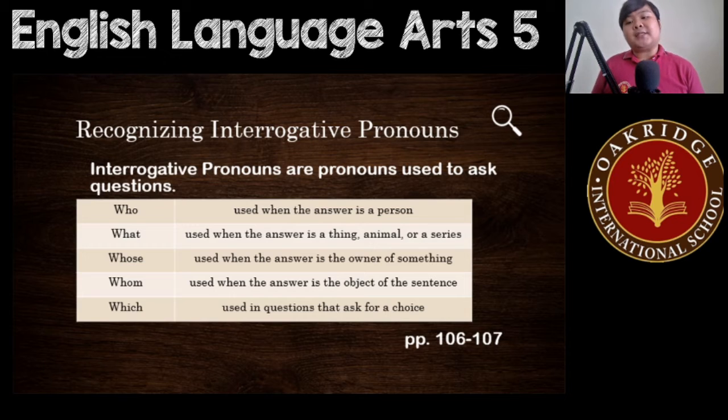And what about which? Which is used in questions that ask for a choice. A choice, guys, is made of different nouns combined by the word or. That's a choice. Unlike a while ago, wherein you have a series combined by and, the cat, the dog, and the chicken, for choice you have it combined by the word or. So we have the cat, the dog, or the chicken.